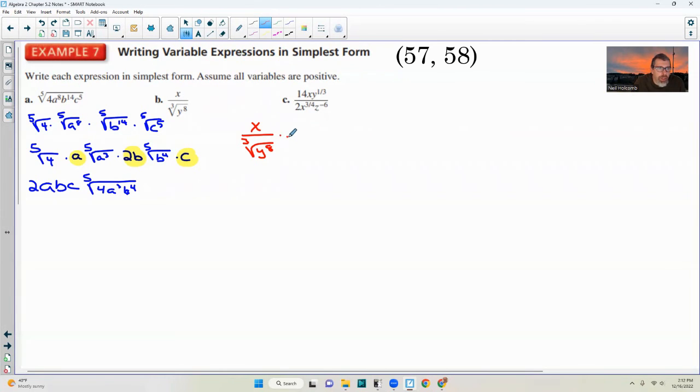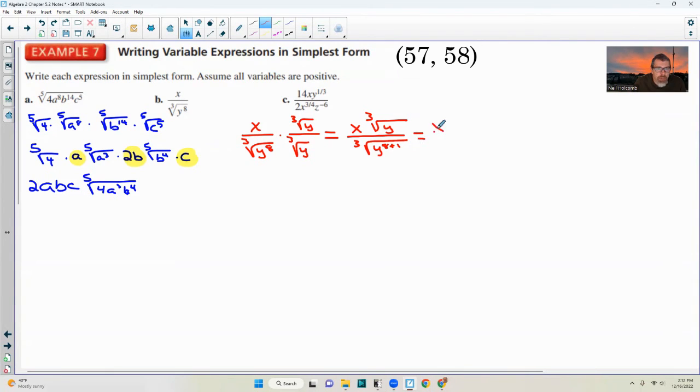So I'm going to multiply by the cubed root of y to the 1, which is just cubed root of y. When I do that, I get x cubed root of y on top, right? X times the cubed root of y is the cubed root of y. And the cubed root of y to the 8th times the cubed root of y is the cubed root of y to the 8 plus 1. I'm showing all my work. Those are the rules. When you're multiplying, same bases, you add the exponents.